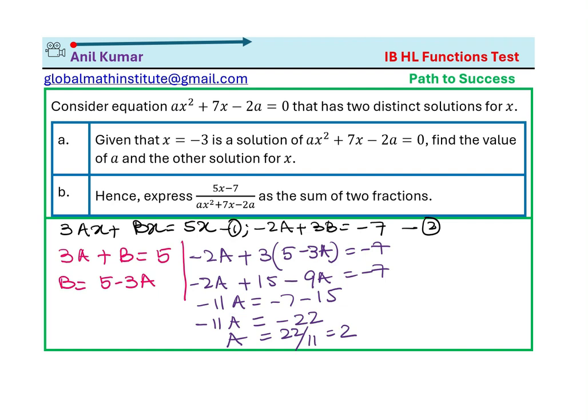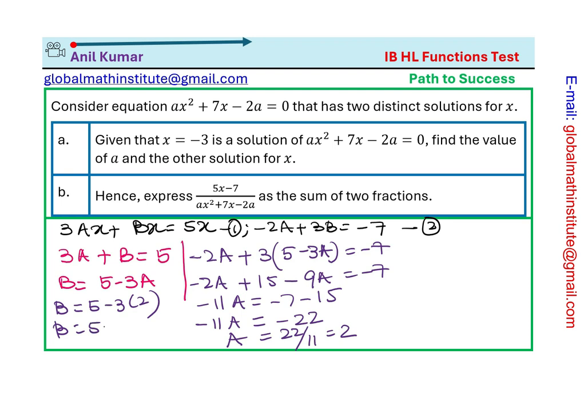Perfect. Once we get the value of a as 2, substitute into this equation for b. We got 5 minus 3 times 2. So b equals to 5 minus 6, which is minus 1. Correct? So we get two solutions. And now, as you can see, we can write down as two fractions, right? So this is basically equal to what?